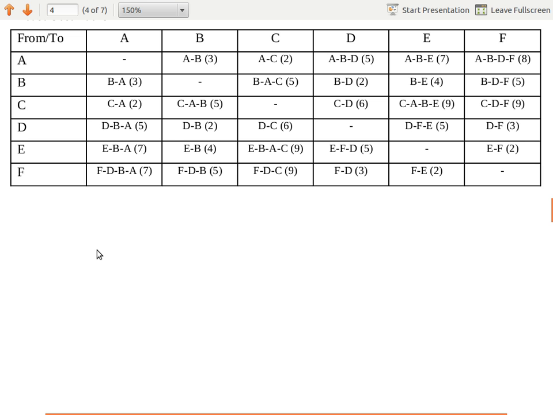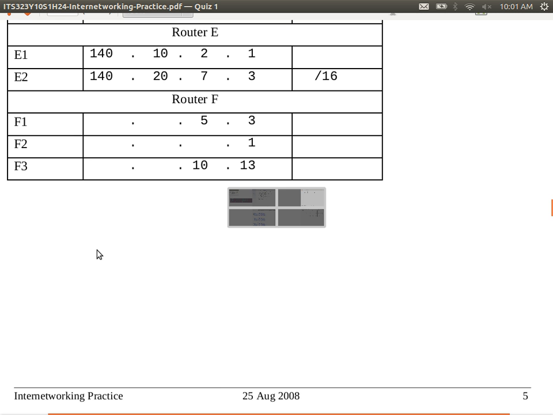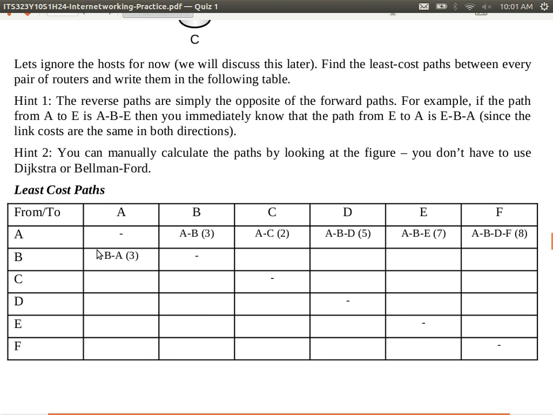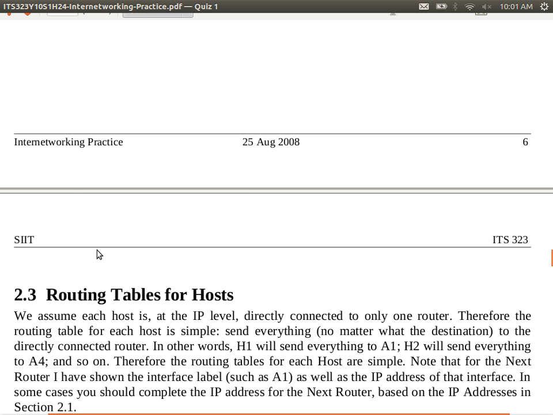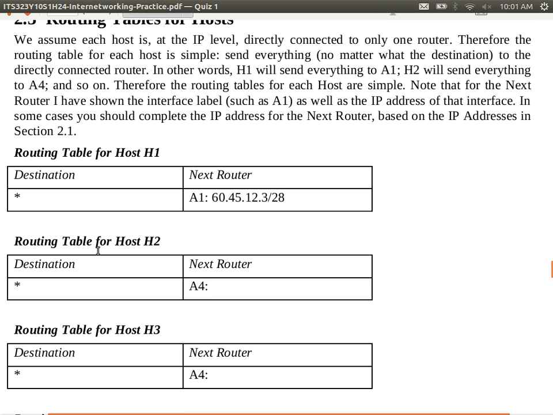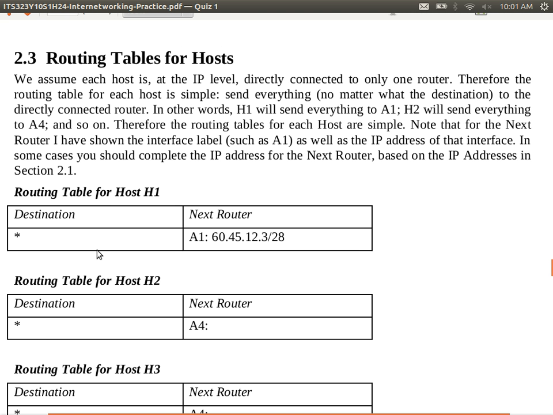The important part is, given the least cost paths, create the routing tables, which is the last part. Find the routes, route discovery, and then use that information to create the routing tables. What's the routing table for host H2? And I give you the hints in the table for the host at least. For H2, remember the routing table stores the next node in the path.